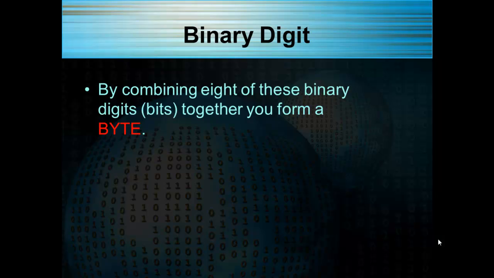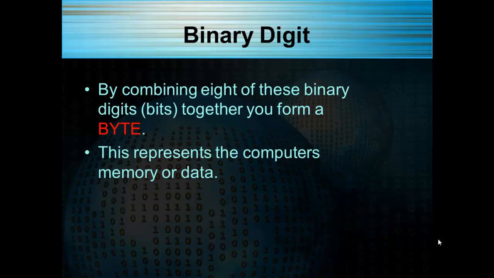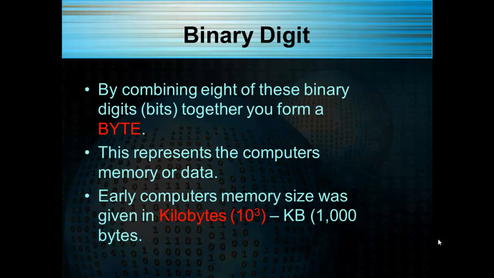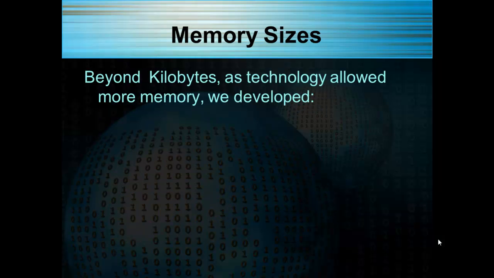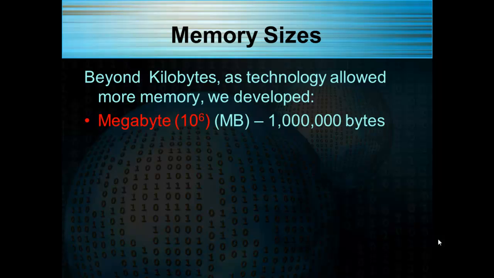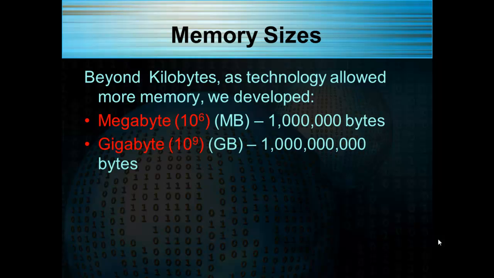By combining 8 of these bits, you form a byte, and again, another common term in computer technology. And this represents the computer's memory or data. Early computer memory size was given in kilobytes, which is 1,000 bytes. Beyond kilobytes, as technology has allowed, we've developed more and more memory. And these will be on the test, and you will want to write these down into your notes. Megabyte, which is 10 to the 6th power, is 1 million bytes. And at one time, this was the common term used to tell how much memory your computer has.